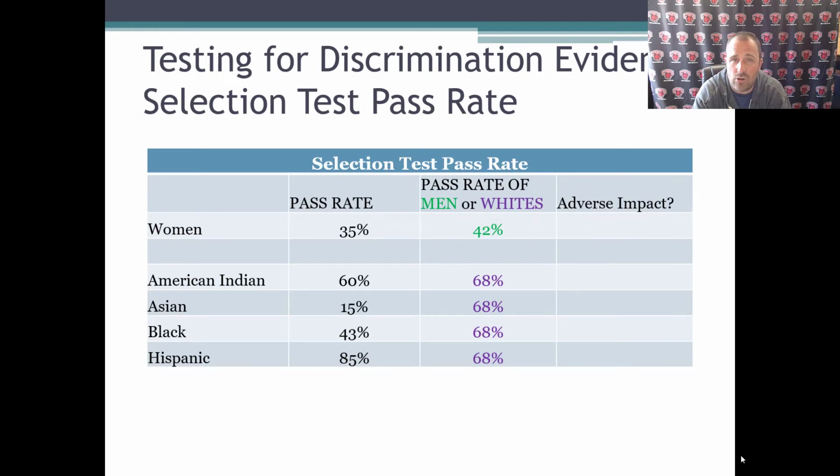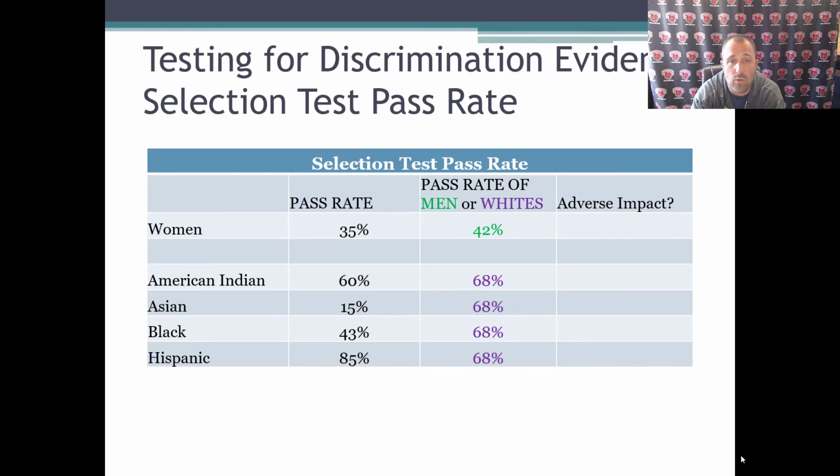So let's look internally, and this is where we spend most of our time. We'll look at salary too, but most of our time is here. So this is just a selection test, okay? So for women, the pass rate of the selection test is 35%. For men, the pass rate is 42%. So we give people a selection test when they come in and apply to the company. 42% of men pass that test, 35% of women pass that test. Let's go down to the next set of data.